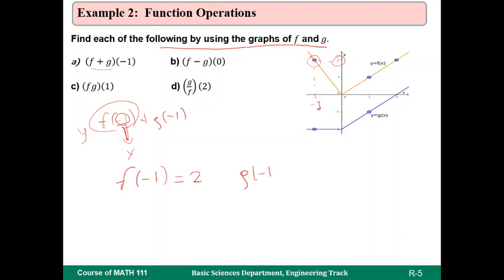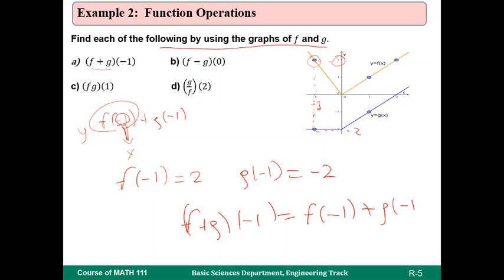Now g of -1 is the same thing, so you look at x equal to -1 and find the corresponding y value on the function, which is -2. So you say this is -2. So what is f plus g of -1 then? It will be equal to f of -1 plus g of -1, which is 2 plus -2, which is equal to 0.